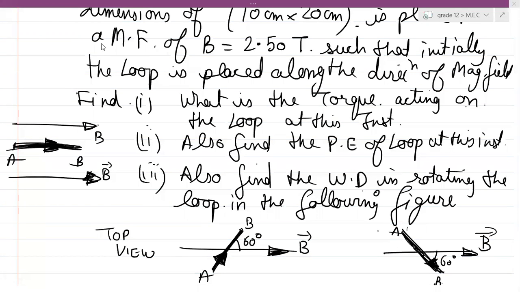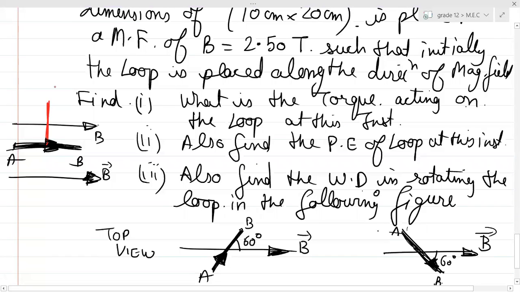In the first case, guys, can you see the area vector is making an angle? Suppose this is the top view which you are seeing, then AB is the wire which is at the top. It is going from A to B, so the area vector will be pointing in this direction, applying the right hand thumb rule. So the initial angle is 90 degrees.